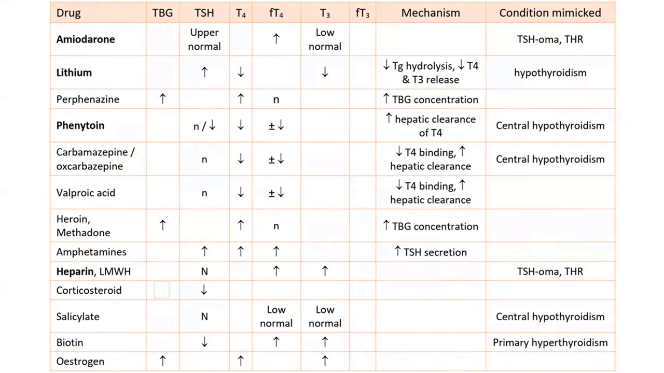These are all the drugs and their effects, how they affect thyroid function tests, and this is very important. With recent use of amiodarone, TSH will be upper normal, but T3 will be low normal, and I covered this with some illustration in the amiodarone session, and the free T4 will be mildly elevated. Don't forget that biotin mimics primary hyperthyroidism, with low TSH and elevated thyroid hormone, but the patient is asymptomatic. And also ask about a history of biotin intake as a supplement.